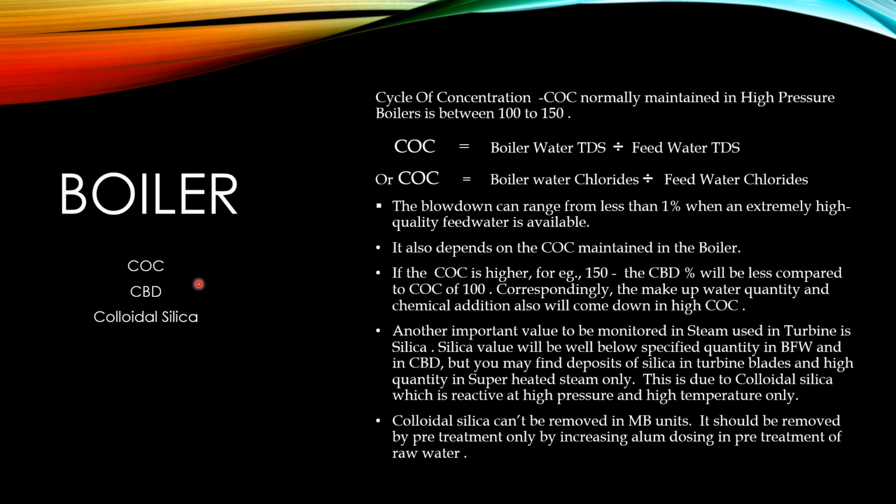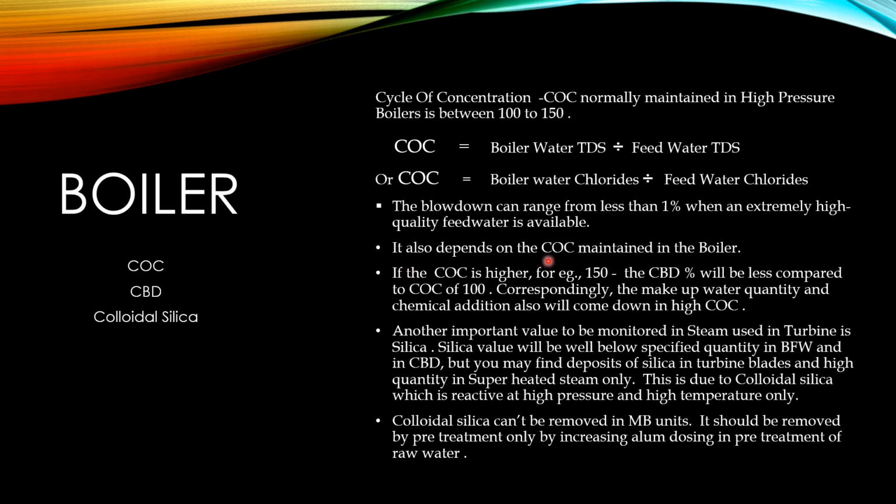The continuous blowdown depends on the cycle of concentration. Cycle of concentration is normally maintained in a high pressure boiler between 100 to 150. It is defined as boiler water TDS divided by feed water TDS, or boiler water chlorides divided by feed water chlorides. The blowdown can range from less than 1% when an extremely high quality feed water is available. That is, if you use polished water for a high pressure boiler, then the blowdown rate will be less than 1%.